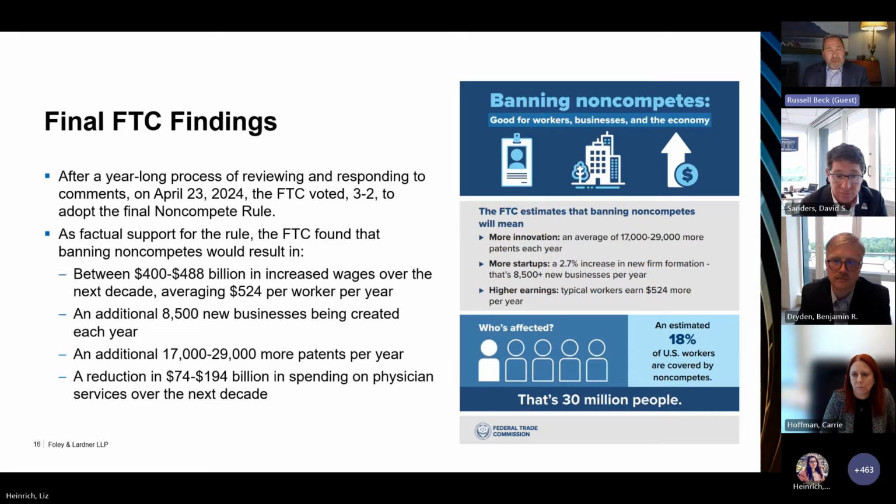The other, they found a lot of different implications of non-competes. They were largely consistent, though the numbers may have varied, with the kinds of things that Ben just walked through. So I think we go to the next slide.